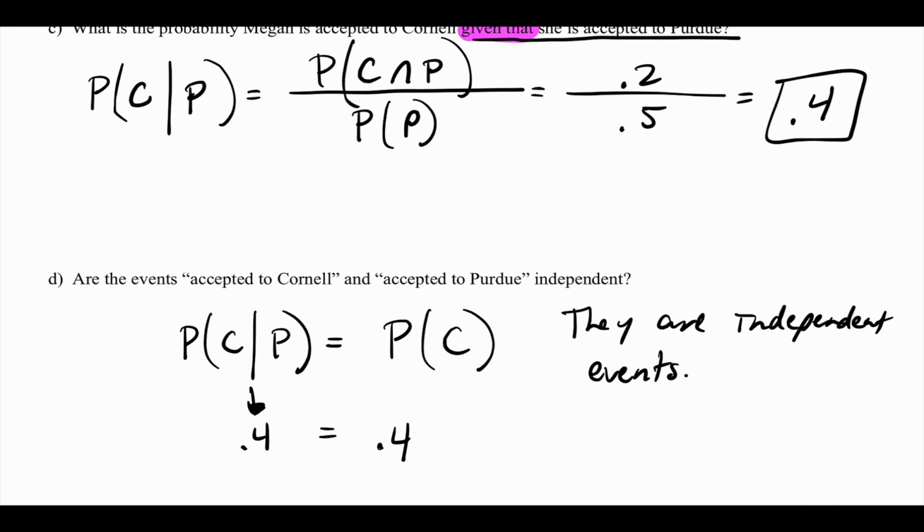Logically, it makes sense. Cornell's in New York State. Purdue's in Indiana. They're 1,000 miles apart, right? If I send an application to Cornell and then I send an application to Purdue, and then Cornell calls me up and says you're accepted, that's not going to change Purdue. Purdue's making their own choice, right? It makes sense, but this backs it up. This is proof that it backs it up.